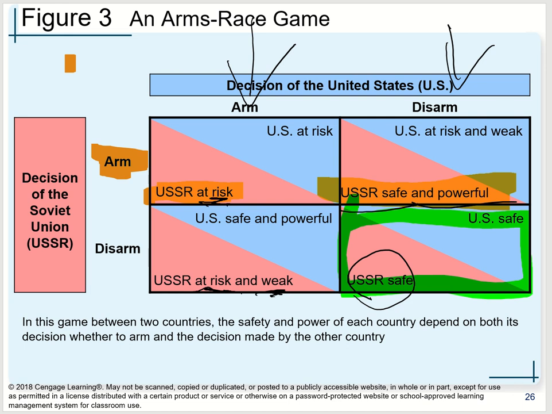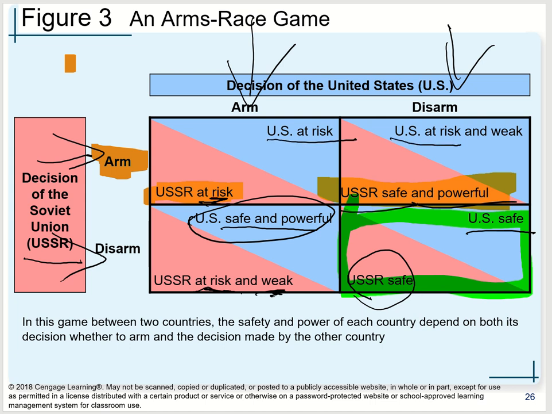And then for the US, same deal. If the Soviets decide to disarm, then for the US, which is better, between safe and powerful or just safe? Safe and powerful is better, right? If Soviet Russia decides to arm, then what should the US do? If we arm, we're at risk. If we disarm, we're at risk and weak. What is better? This is better, right? So for the US, arming ourselves is also a dominant strategy.